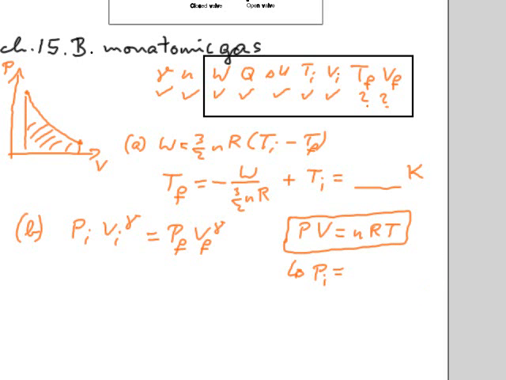There we go. And come up with nRT initial, which we know, divided by the initial volume. So that comes out to 1 mole times 8.31 times 393 kelvins divided by the initial volume of 0.1 cubic meters. So it's all in standard units. And I come up with a pressure of, to 3 significant figures, 32,700 pascals.